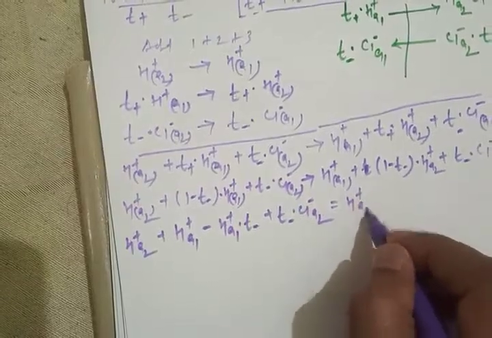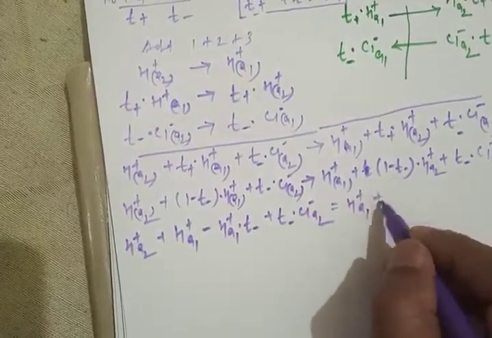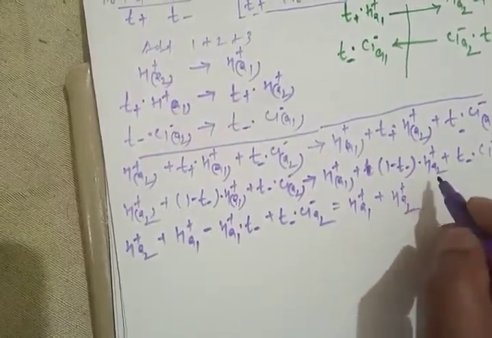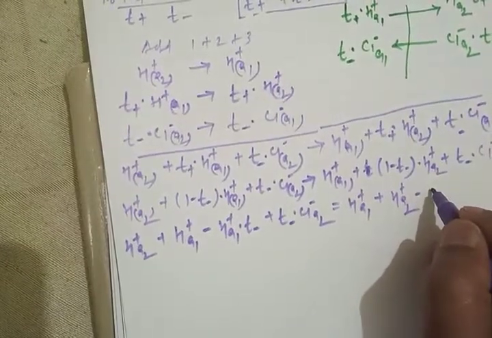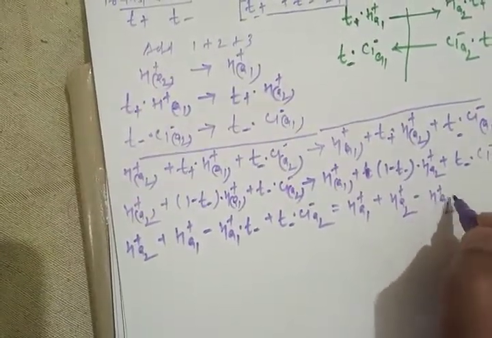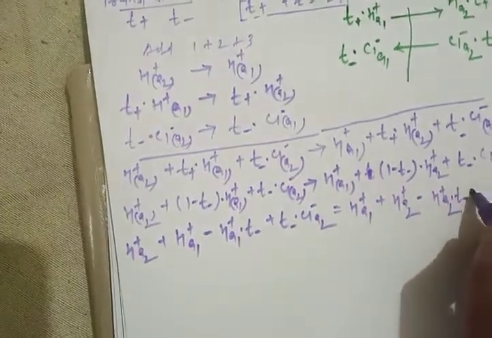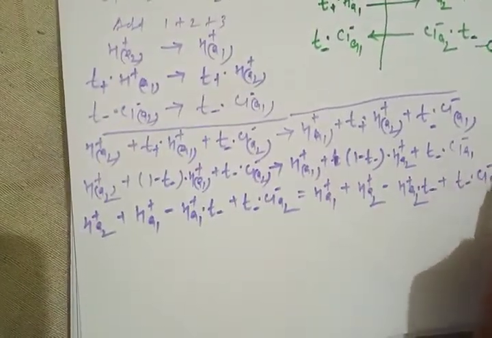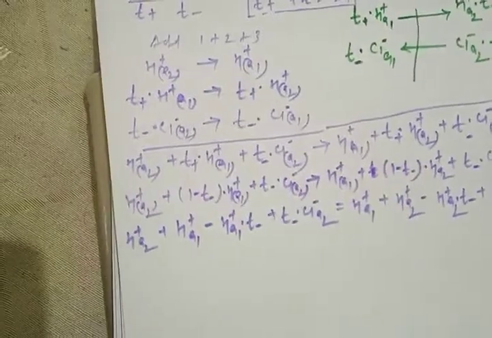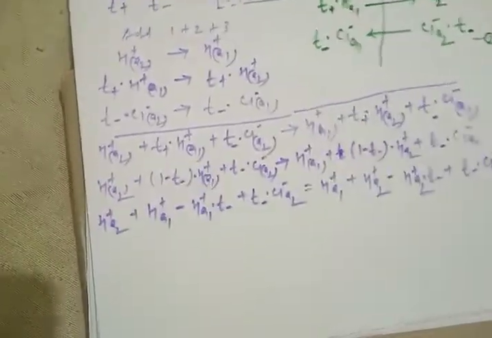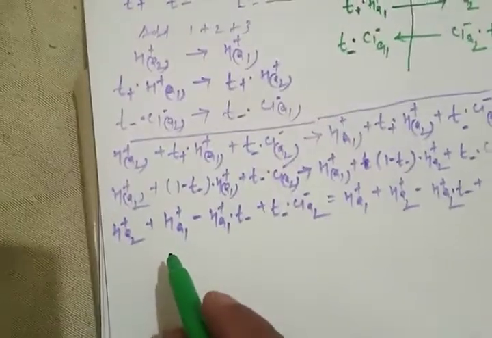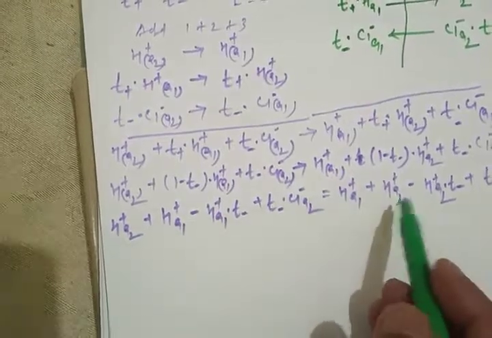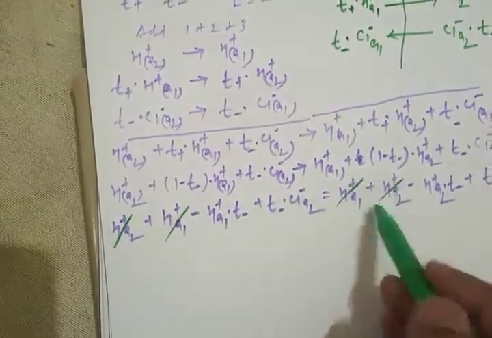Equals H plus A1, and this will multiply, so this will give H plus A2 minus H plus A2 T minus, and this is T minus Cl minus A1. Okay, so let's cancel the terms which are common. This is H plus A2, this is H plus A2, this is H plus A1, this is H plus A1, so both will cancel out.